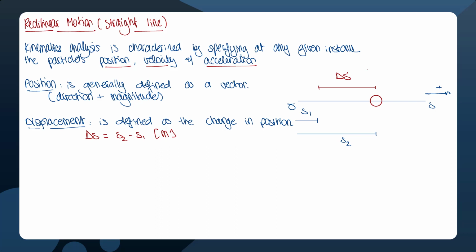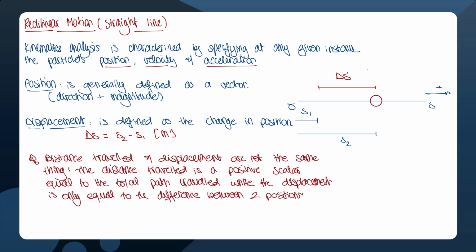Now it is important to remember the difference between the distance traveled and the displacement. I have seen lots of students that actually confuse both of the terms and assume that they actually mean the same thing, but that's not true. The distance traveled is a positive scalar, so here we're not talking about a vector anymore, but only a scalar, and it is always positive. And it is equal to the total path traveled, while the displacement is only equal to the difference between two positions. So if you remember from the previous discussion, the displacement is only the difference between position 2 and position 1 in the image above.